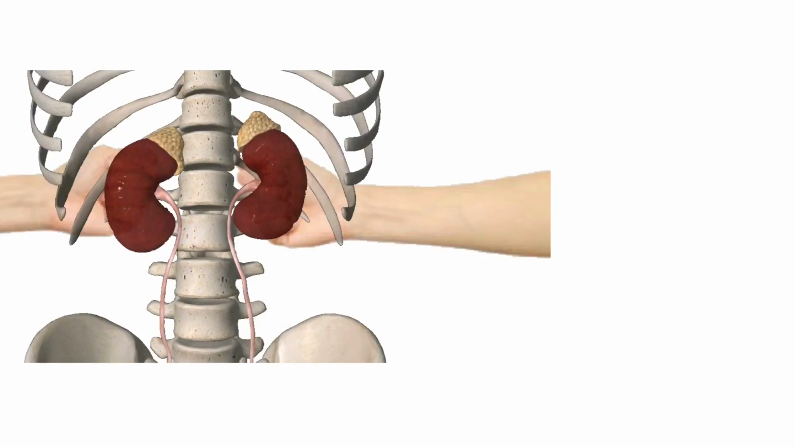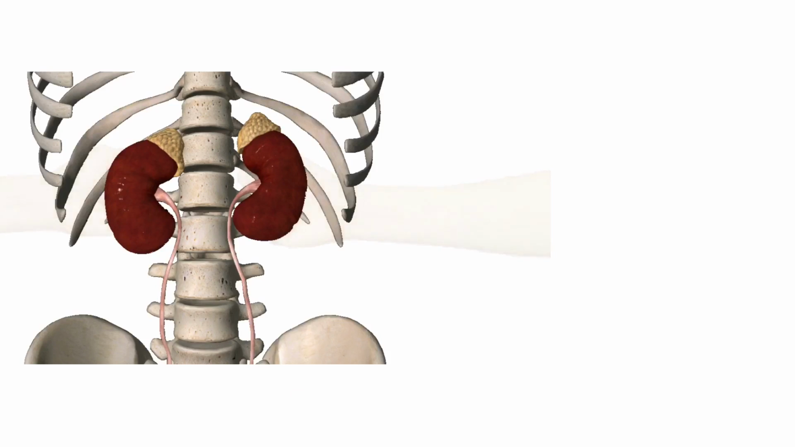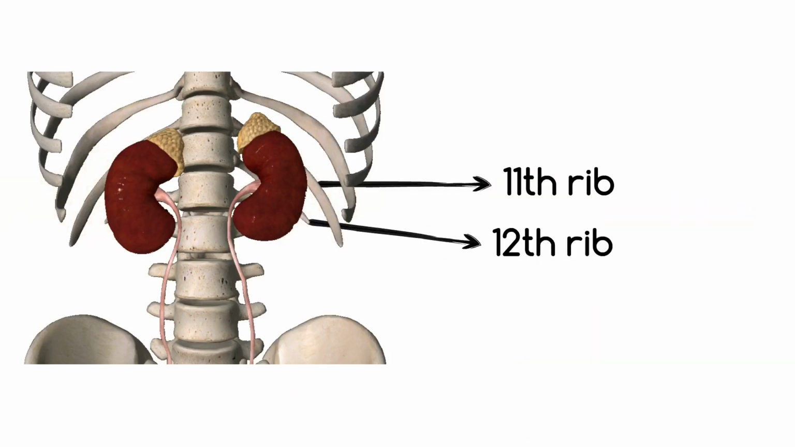Now on this image, we can see that both kidneys, which are about 3 vertebrae in length, lie anterior to ribs number 11 and 12, but the right kidney is positioned slightly lower than the left, and that's due to the presence of the largest organ in the body, the liver, in the right hypochondrial region.